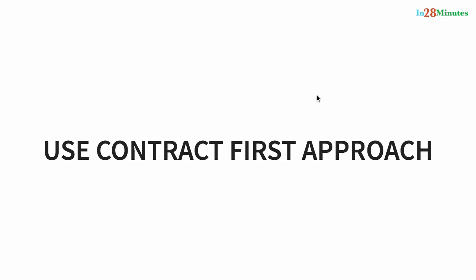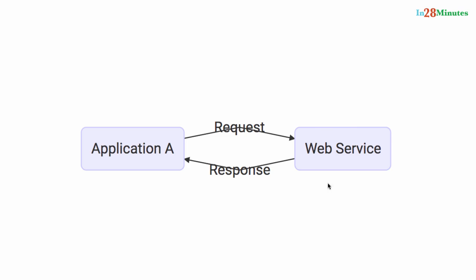What is a contract? A contract is an agreement between the service provider and the service consumer. In every web service, there is a service provider. That's the guy who's providing the service. And there's a service consumer. That's the application which is consuming the service. And the service consumer needs to understand the contract of the service.